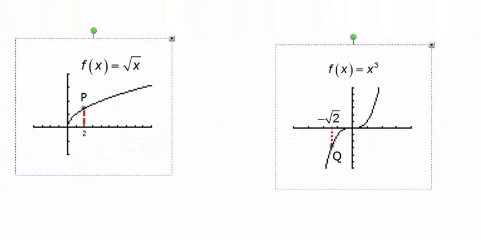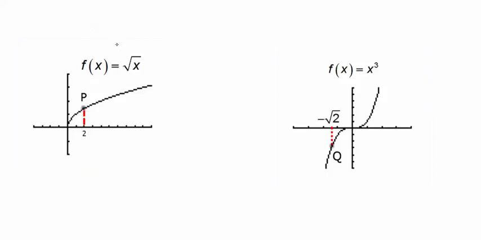So the first one is this graph, f of x equals the square root of x. This is one of our parent functions. So when we graph this parent function, we know looking at this equation right here, f of x equals the square root of x.